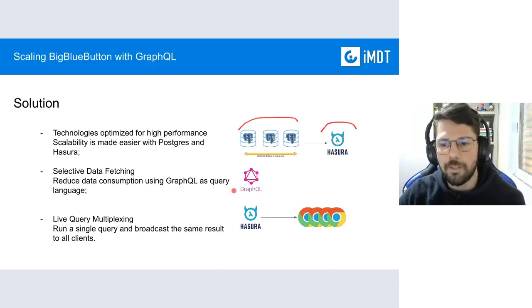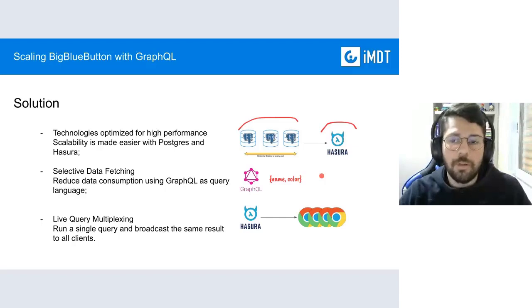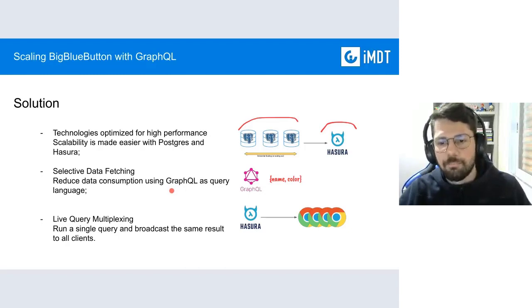Another thing is that using GraphQL as the query language is good because it reduces the data consumption. For example, if the client just needs the username and color, it can say, okay, I want the name and the color. The client can say exactly which fields they need, and then we receive only these fields and nothing more. So it's really different from what you have today, where the client will receive all the data about some user, even the unnecessary fields. So it will reduce the traffic of data.